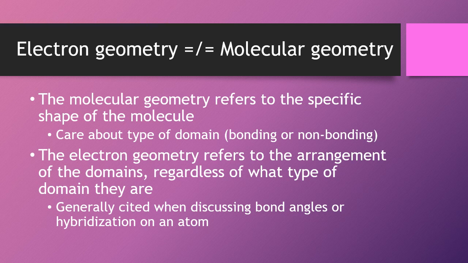For electron geometry, we are specifically just looking at the arrangement of the domains without concern for what kind of domain they are. So generally, when you cite an electron geometry, you are citing the name of one of the molecular geometries that does not have lone pairs associated with it. So for example, any molecule that has 4 domains has an electron geometry of tetrahedral, regardless of what its actual molecular geometry is. Generally speaking, electron geometry is talked about when you are discussing bond angles or if you are going to discuss the hybridization for an atom. We will discuss hybridization in a later video.